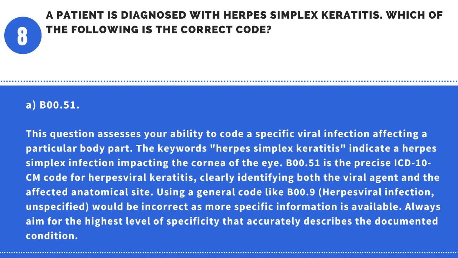B00.51. This question assesses your ability to code a specific viral infection affecting a particular body part. The keywords herpes simplex keratitis indicate a herpes simplex infection impacting the cornea of the eye. B00.51 is the precise ICD-10-CM code for herpes viral keratitis, clearly identifying both the viral agent and the affected anatomical site. Using a general code like B00.9, herpes viral infection, unspecified, would be incorrect as more specific information is available. Always aim for the highest level of specificity that accurately describes the documented condition.